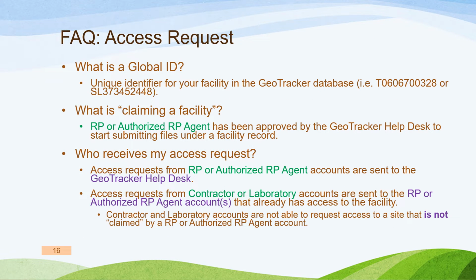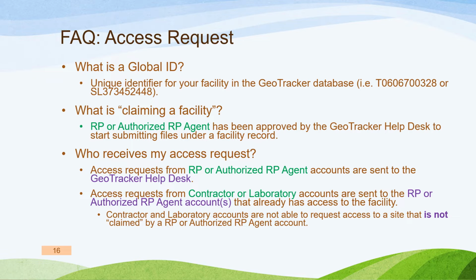So here are some other common questions for new users to this database. First thing is, what is the Global ID? That represents a unique identifier for a particular facility in the GeoTracker database. This provides a nice avenue to search for a facility outside of the facility name and address. Next is, what is claiming a facility? Claiming a facility is a common term that may come up when dealing with the help desk, but it represents a responsible party or authorized RP agent that has been approved by the GeoTracker help desk to start submitting files under a facility record.